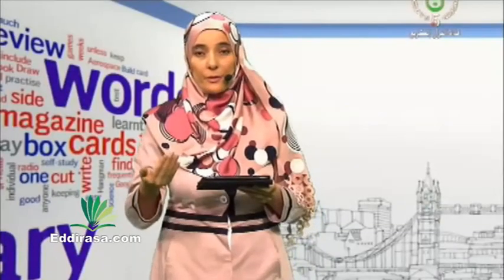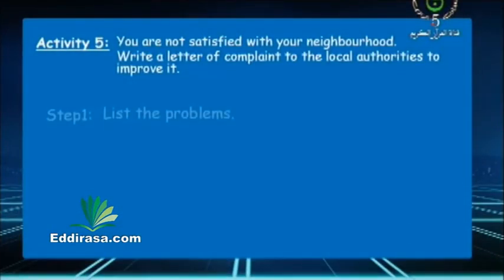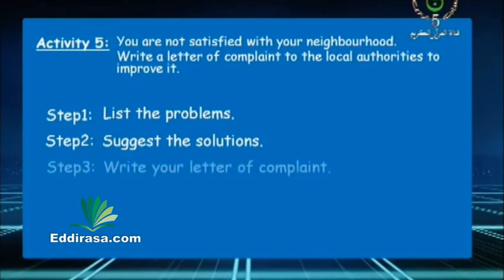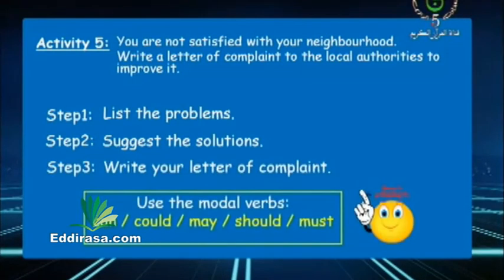Now, in the last activity for today, you are going to first plan a letter of complaint about the environment problem we suffer from, and then write it down. So plan it and then write it, okay? So you need to, step 1, list the problems. Step 2, give solutions. And of course, step 3, remember, use a draft paper before writing your letter of complaint.